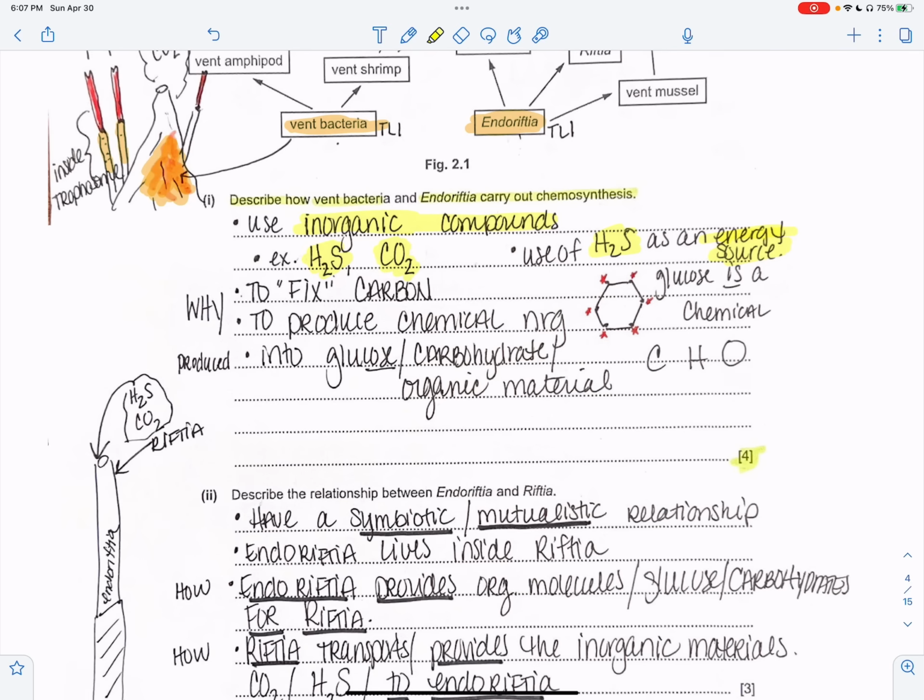And they fix or convert carbon, similar in photosynthesis. It is carbon fixation. We're converting it from one form to another. And this is to produce chemical energy or energy for the organisms into glucose. Oses are sugars. You can call them carbohydrates, or you can call it organic material.